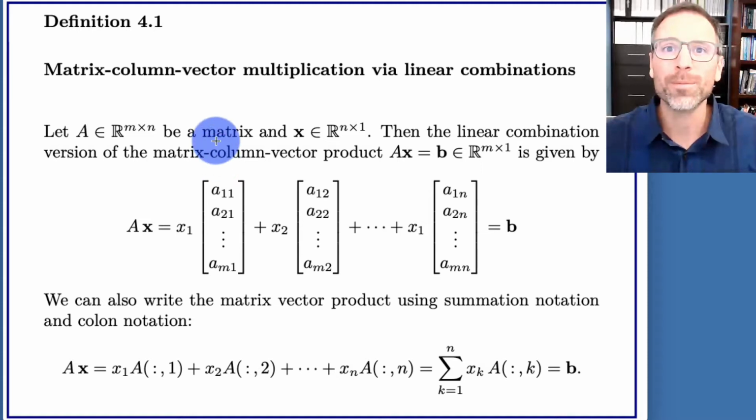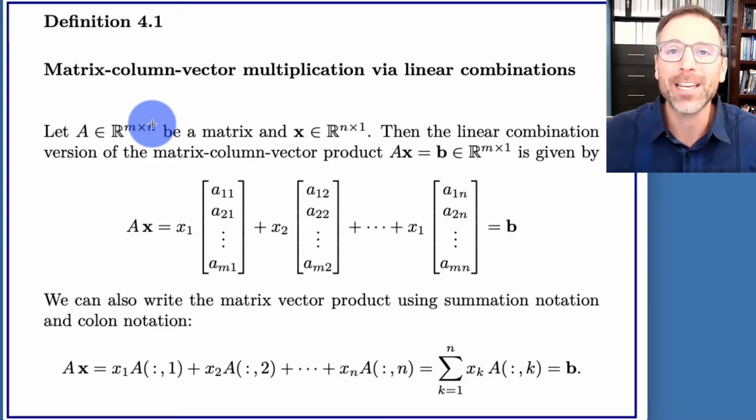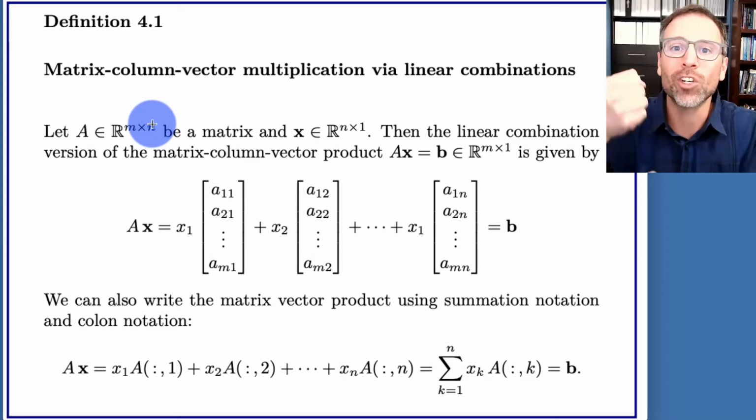Let's code an algorithm to implement matrix column vector multiplication via linear combinations. Remember from our definition that in order to do this operation, we need to be given a matrix A, which we'll say has m rows and n columns, all entries of which are real numbers. And we'll also be given a vector x, which has n rows and one column. Notice that the number of rows of the vector x matches the number of columns of the matrix A because the inner dimensions must agree.